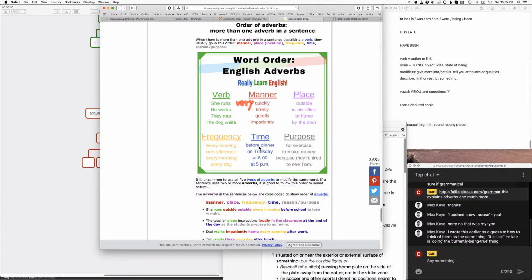Okay, so then if we go to the next line, these are continuations of the previous sentences. Like, "she runs very quickly outside every evening before dinner for exercise." So these are more different things that can modify the verb. You can say how often, every evening. You can say the time, before dinner. You can say the purpose, for exercise. Okay, so purpose, frequency.